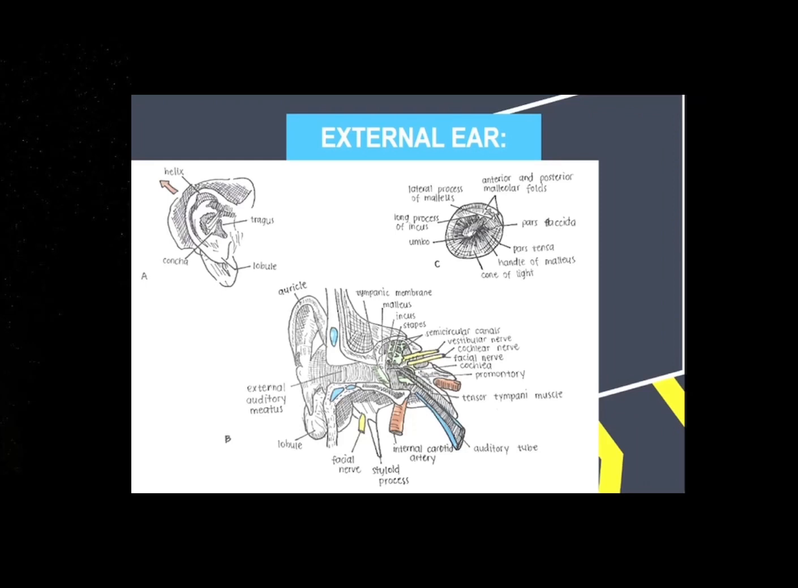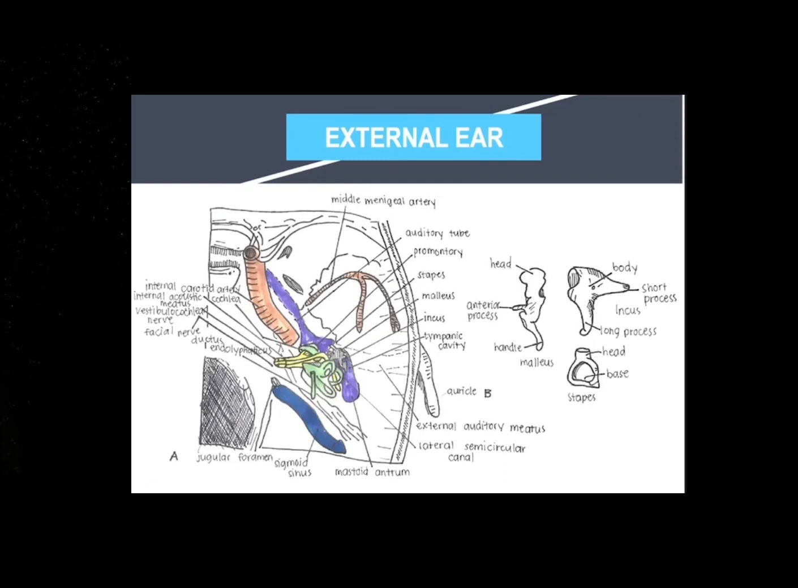In picture letter B, the external and middle portions of the right ear are viewed from in front. And in picture letter C, the right tympanic membrane as seen through the otoscope. Here is another picture. In letter A, parts of the right ear in relation to the temporal bone viewed from above. And letter B, the auditory ossicles.